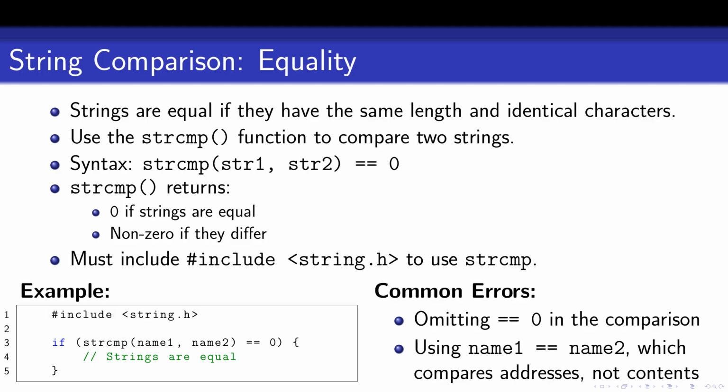When comparing strings in C, a common error is trying to use the equals equals operator. This doesn't compare the contents of the strings, it compares their memory addresses.